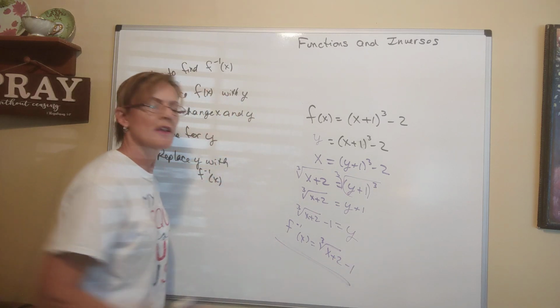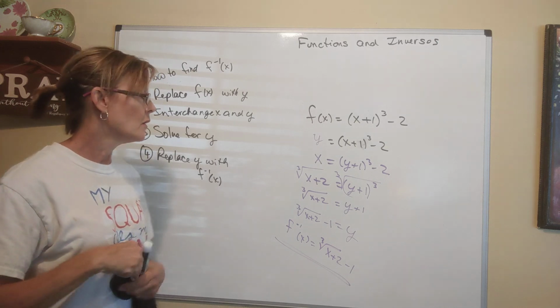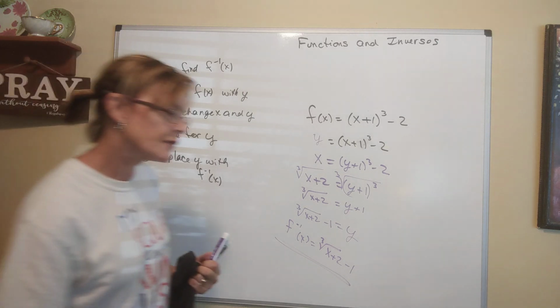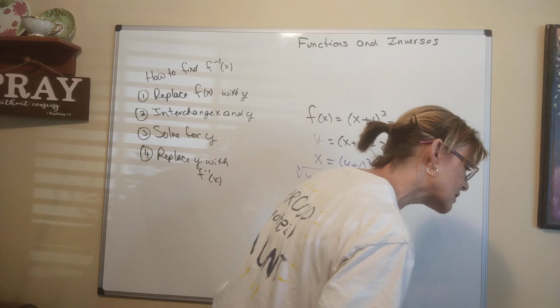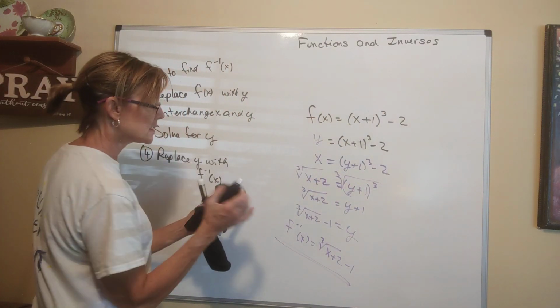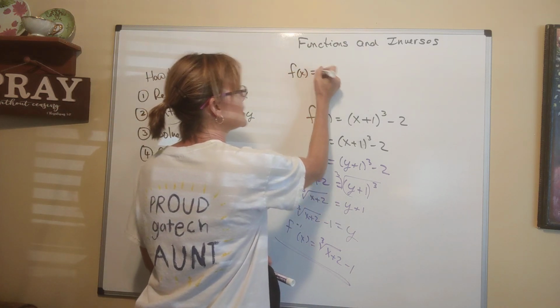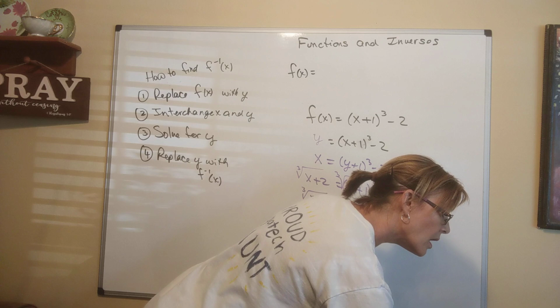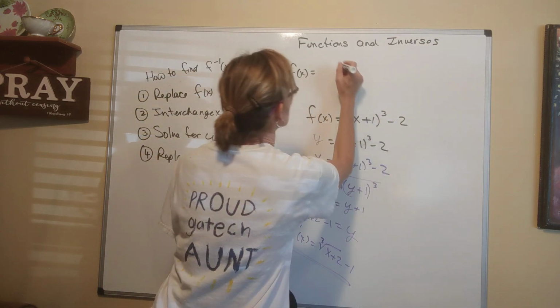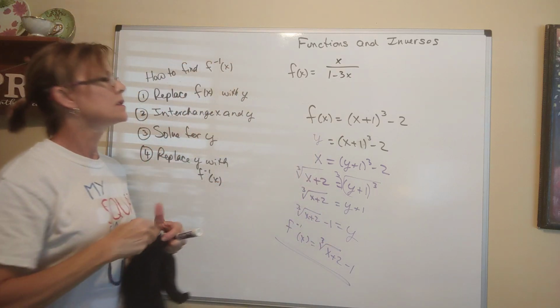So this is how I found the inverse function a minute ago when I was doing that on the other video. So there's a couple of problems on here for you guys to try that for. I'm going to do 76 with you because that can get a little tricky. Let me do 76, which says f of x is equal to x over 1 minus 3x. Let's go through this one to see how we would do that.